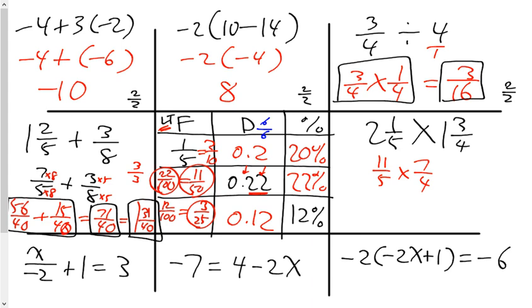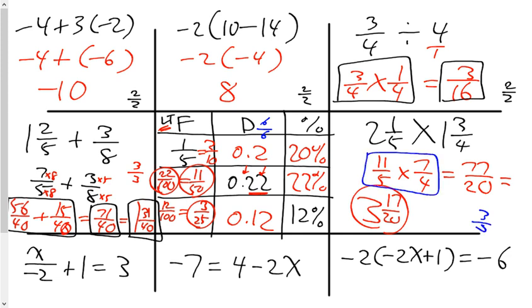So 1 point for showing the conversion from mixed to improper, excuse me. 1 point for multiplying the numerators and denominators to get 77 twentieths as an improper fraction. And 1 point for showing it as 3 and 17 twentieths as a mixed fraction. That is worth 3 points as well. So 3 out of 3. 1 point for this, 1 point for this, and 1 point for this.